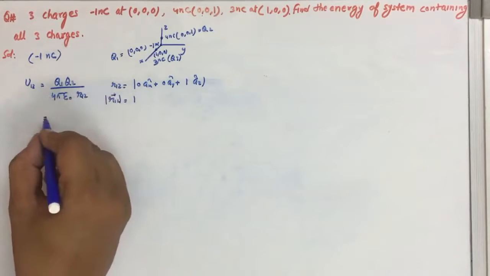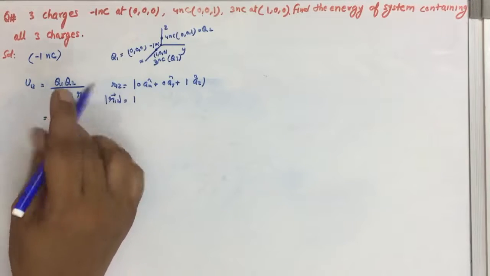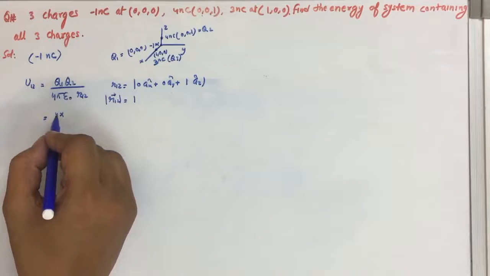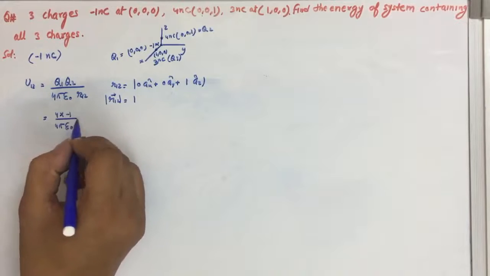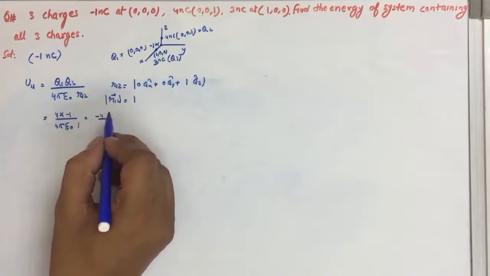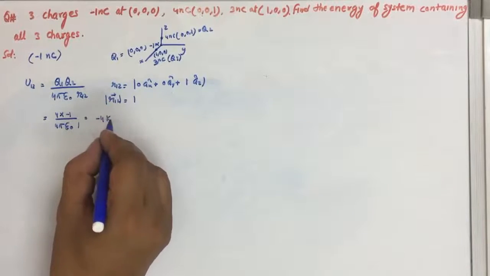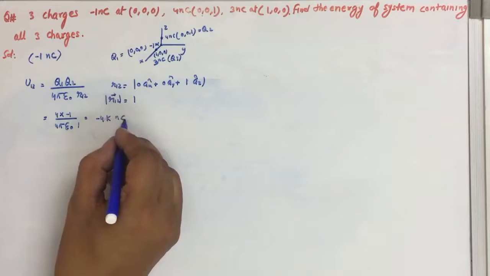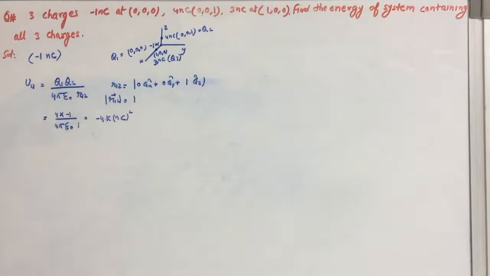Now put the values here. Q1 is -1 and Q2 is 4. So 4 into -1 divided by 4 pi epsilon naught and R12 is 1. So in this way, -4 by, you can say -4K nanocoulomb square, because this is nanocoulomb, this is nanocoulomb. Okay, that is between 1, 2.